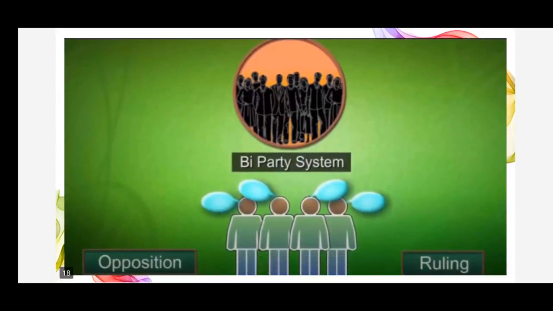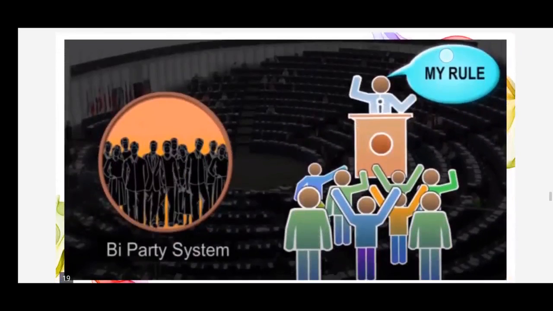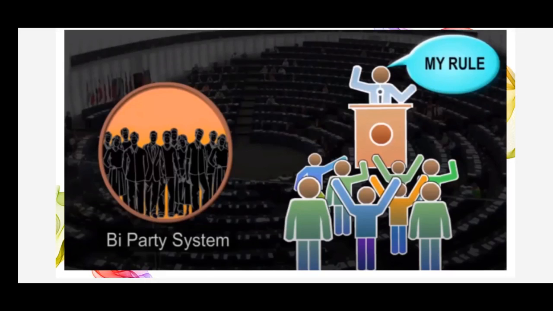However, the disadvantage of this system is that the choice is limited between two parties. The choice is only limited between two parties, so public opinion cannot be expressed properly. There are also possibilities of cabinet dictatorship, since the party comes into power after winning an absolute majority and it cannot be changed till the term is completed. It means until the term is completed, nobody can change their position.